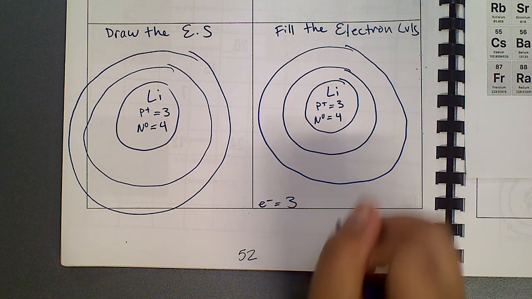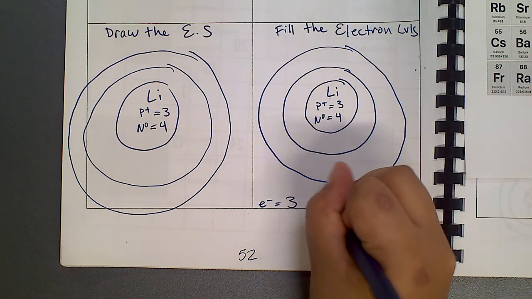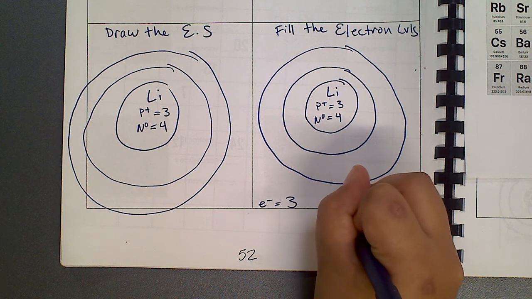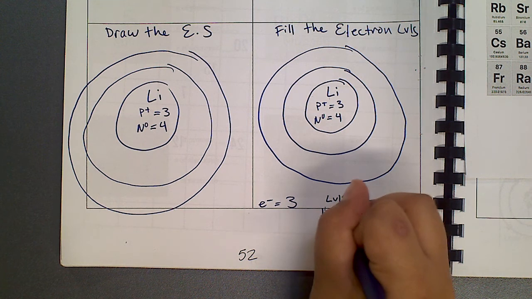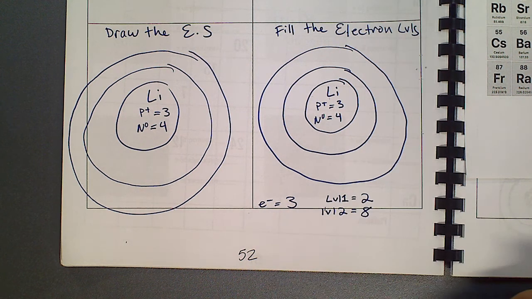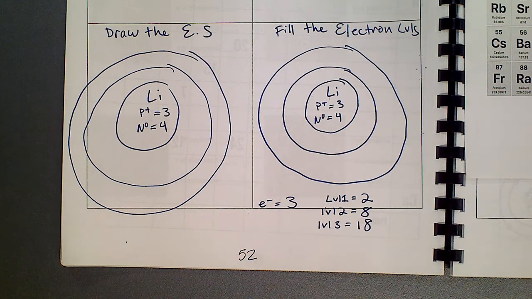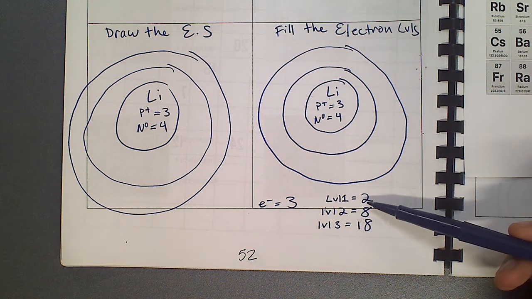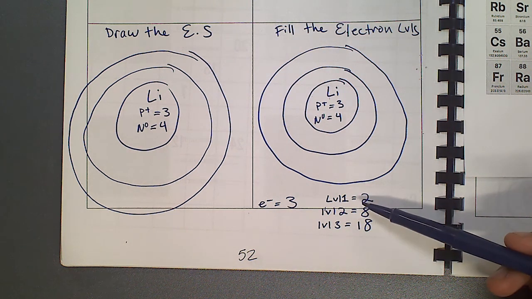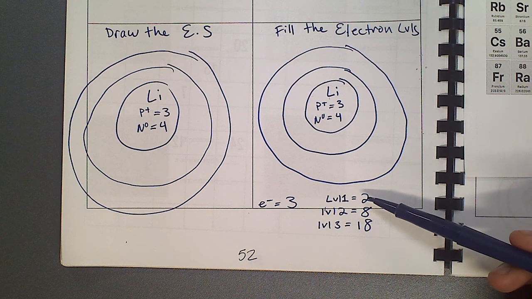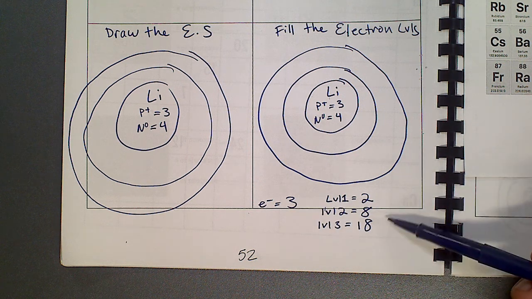So the important part to remember here is that each level can only hold a certain amount of electrons. So level 1 can only hold 2 electrons. Level 2 can only hold 8 electrons. And level 3 can only hold 18 electrons. So as we go up the levels, we have to fill each level before we move on to the next one. So for level 1, I need to get 2 electrons in there. And then for level 2, I only have 1 more electron left over.